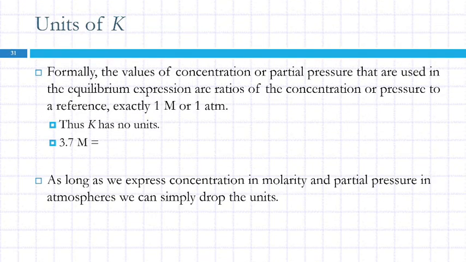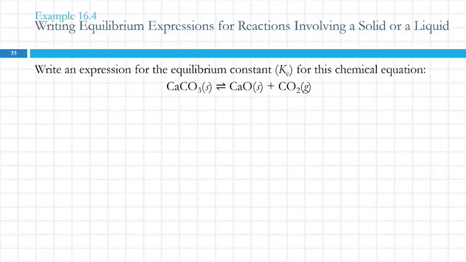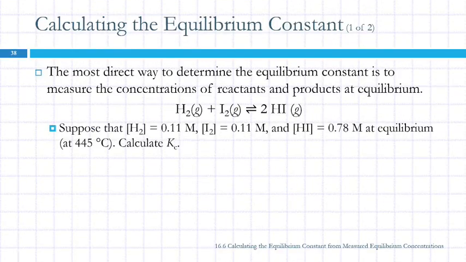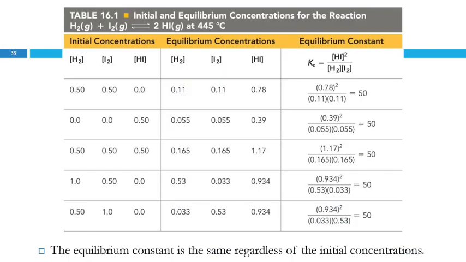Now I have to go back to where I was. Okay, so let's look at this. This is that same reaction. And so here, they've started with different initial concentrations, and they've done an experiment. When they started with 0.5 and 0.5 of reactants and no product, they ended up with this. That's the one we just calculated. It came out to be 50.